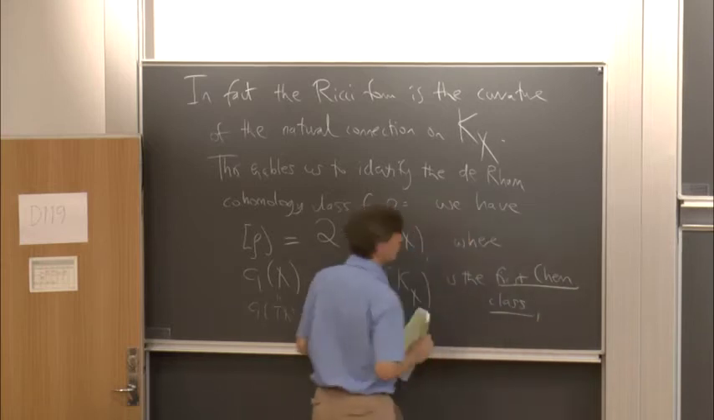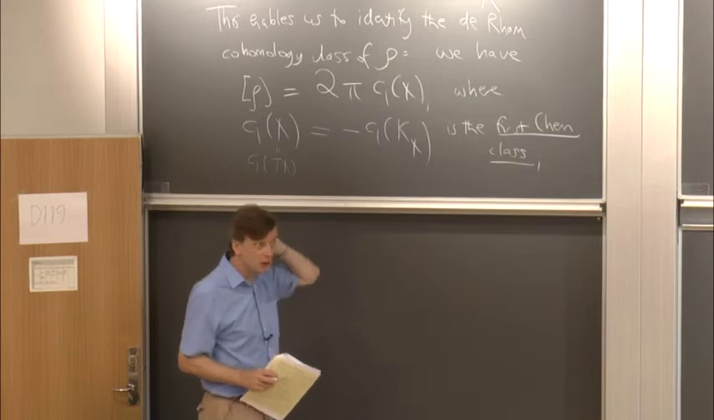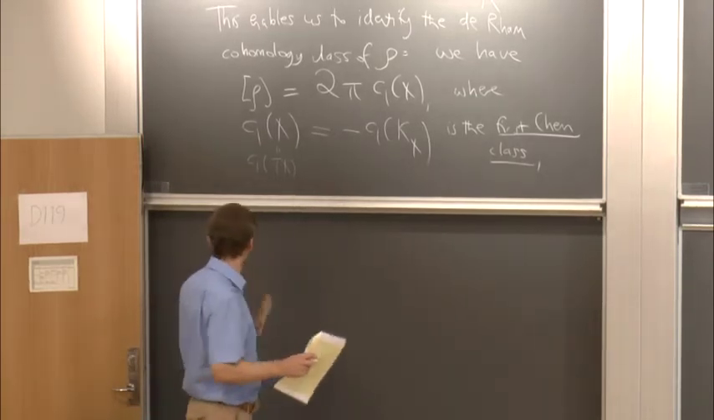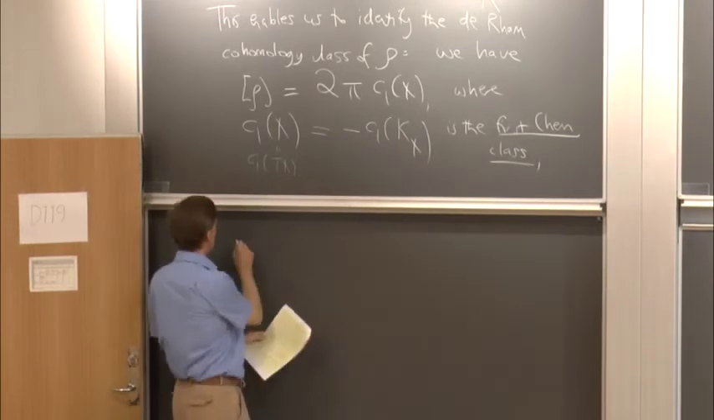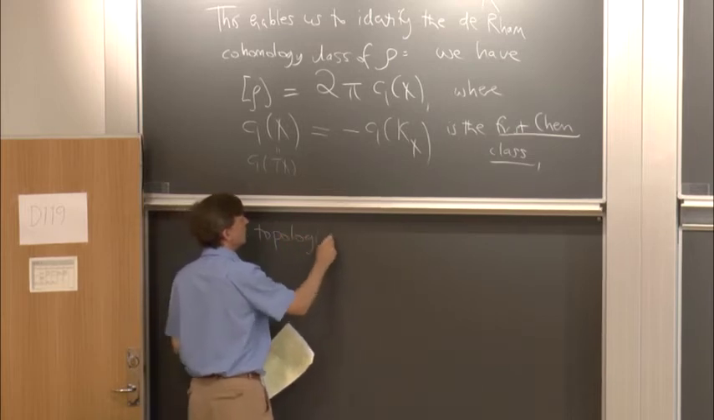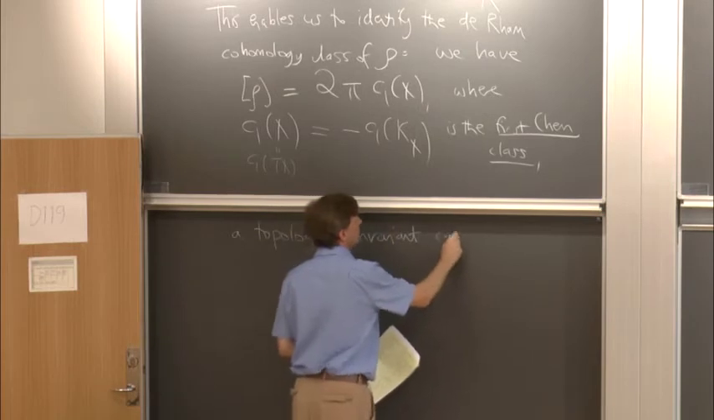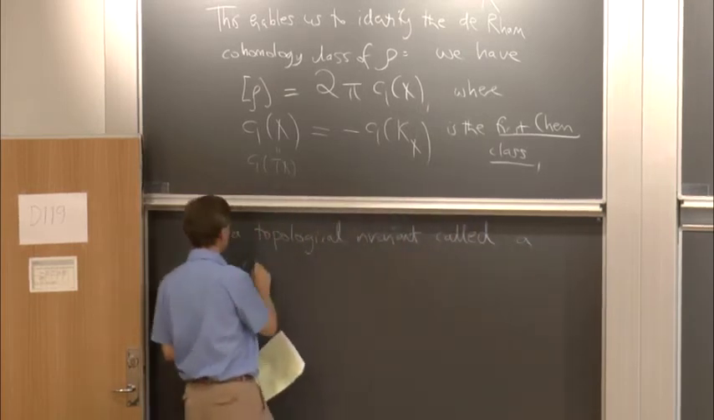So I'm not going to talk about characteristic classes very much. Has UG told you about these kinds of things? No? Okay, in that case you'll have to remain ignorant. Okay, so this is a topological invariant called a characteristic class.